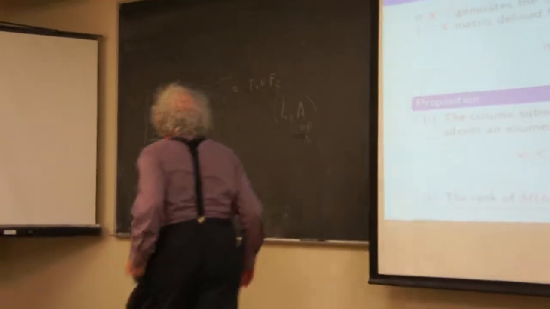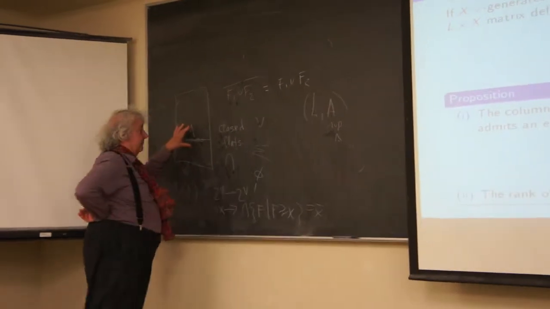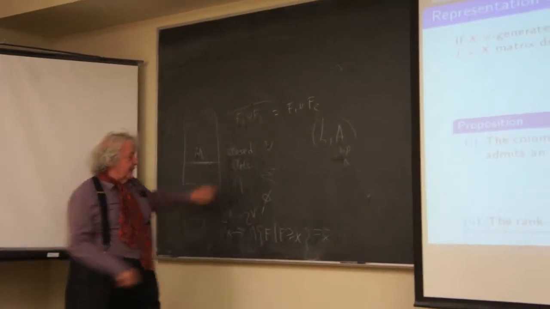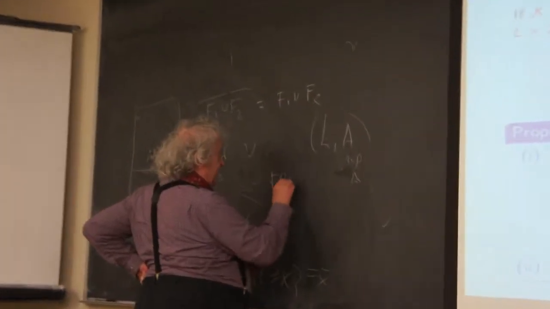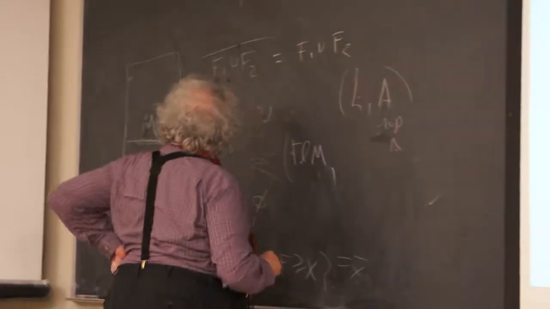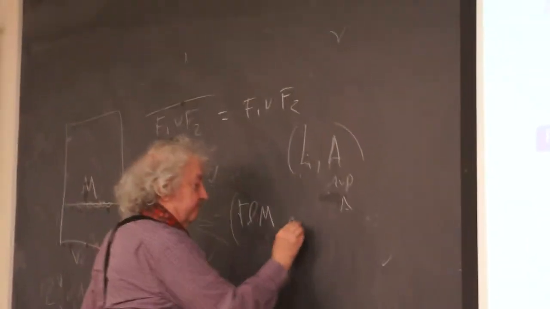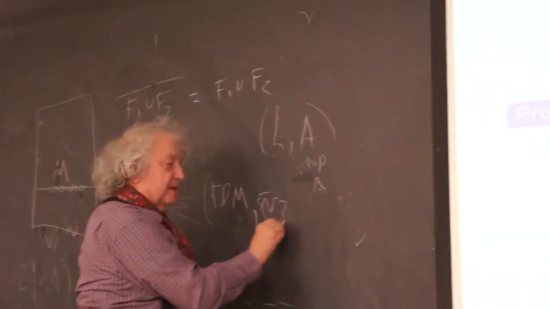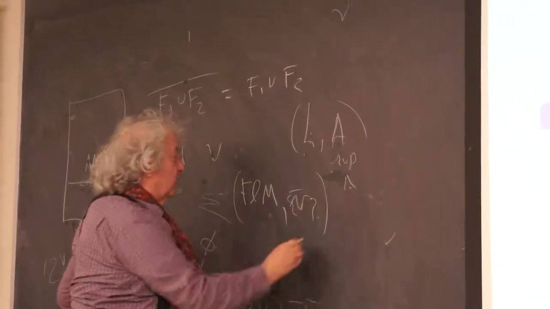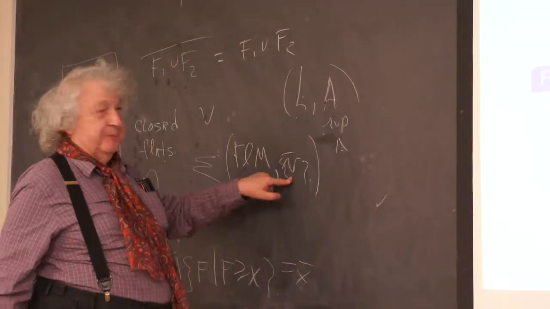Okay. So if I give you a matrix M, I guess we call this the flats of M. And now I can take all the points V here and close them. And this will give me a lattice with sup generators.